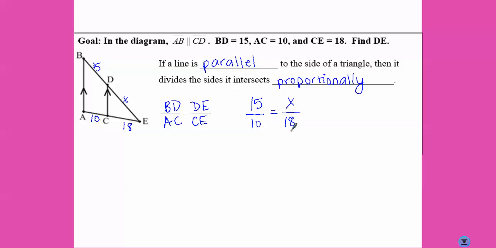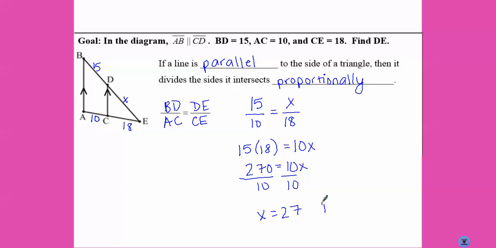And remember, we solve proportions by cross multiplying. So we'll have 15 times 18 equals 10 times X. 15 times 18 is 270 equals 10X. Divide both sides by 10. And that gives us X equals 27, or DE equals 27.